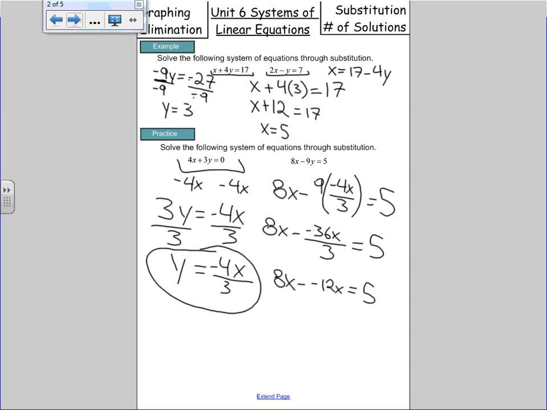Good? Yep, and that's the next step. If you're subtracting a negative, it's just adding. Right? Subtracting a negative. So make it easier on yourself again. 8x plus 12x is equal to 5. Now we have to what, Aaron?